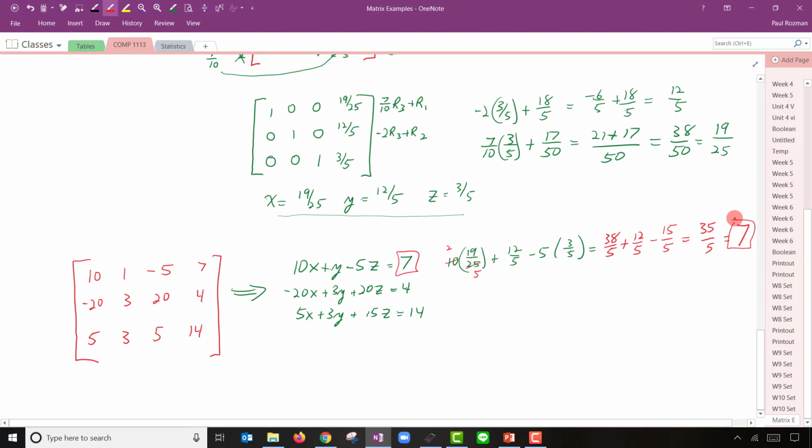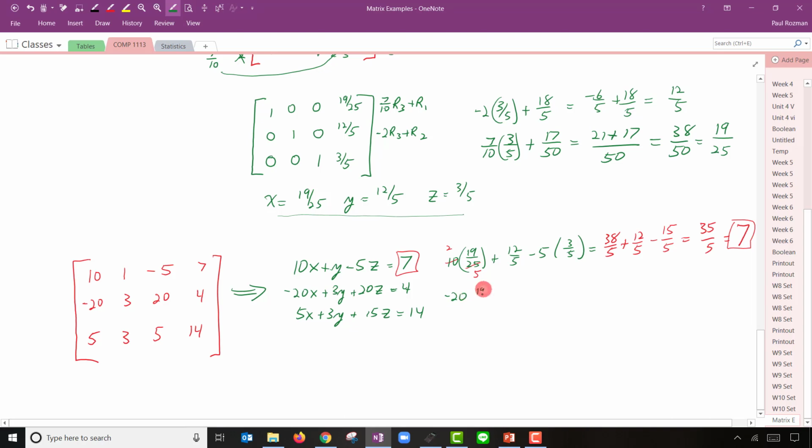So it worked in the first equation. I feel pretty good about it. I probably could risk it and not check the rest, but you really should check the rest just in case. It's possible to come up with an answer that works in one of them but doesn't work in the other two. So just for completeness, let's do this.